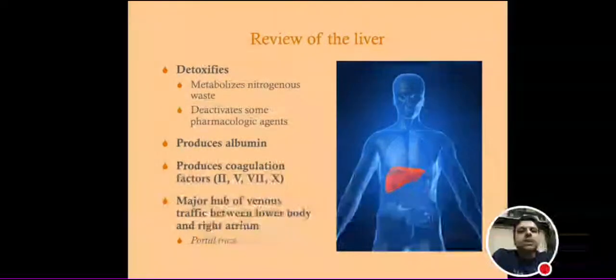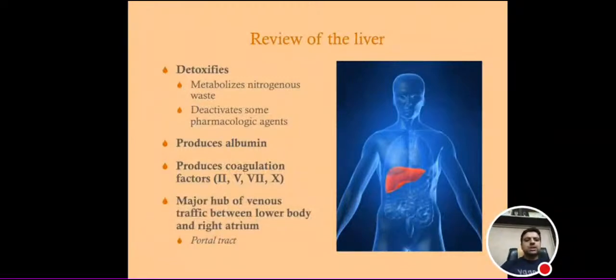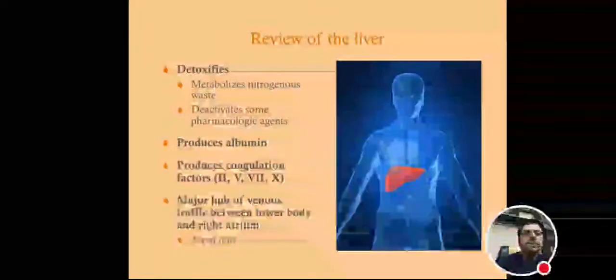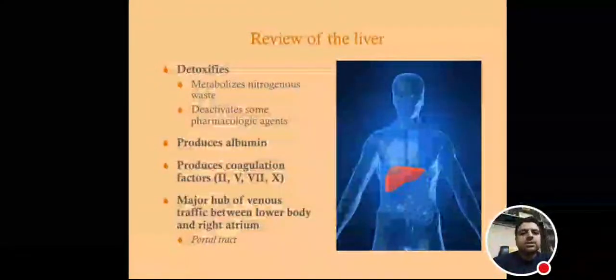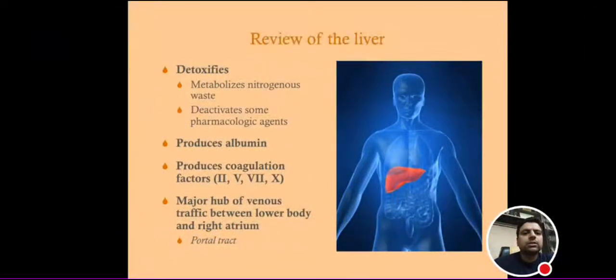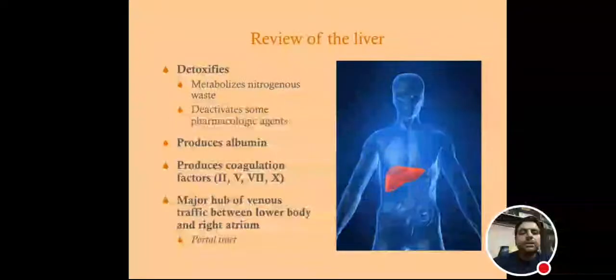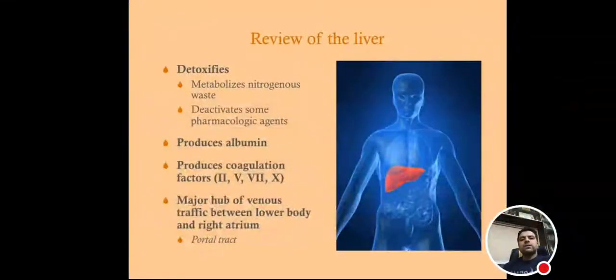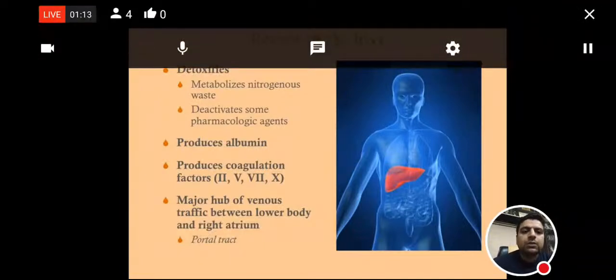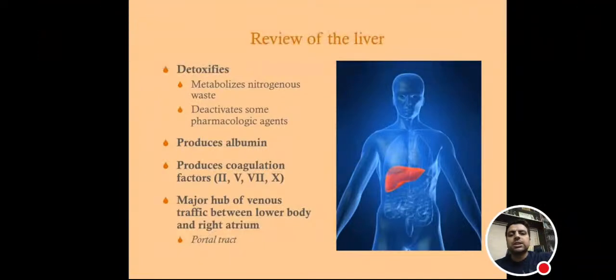Liver function is to detoxify, metabolize nitrogenous waste, and deactivate some pharmacological agents. The liver produces albumin, and it produces coagulation factors like factor 2, factor 5, factor 7 and factor 10. The liver is a major hub of venous traffic between the lower body and the right atrium, through the portal tract. Okay, so I hope the liver function is very much clear.